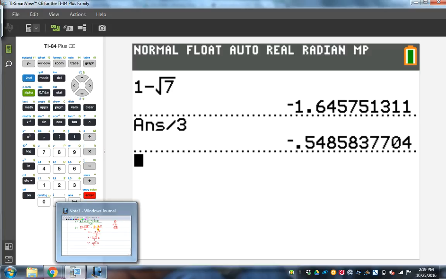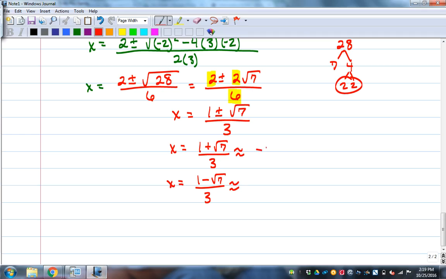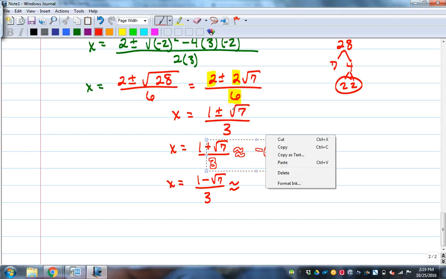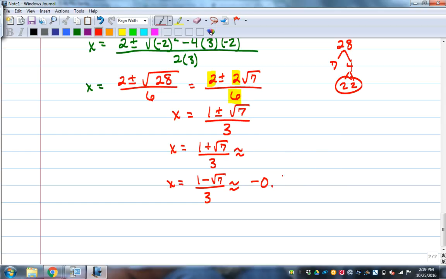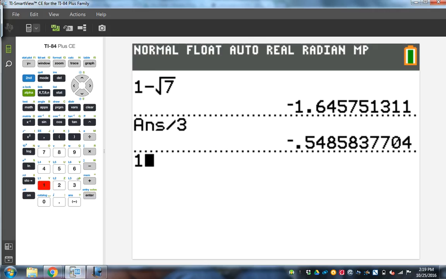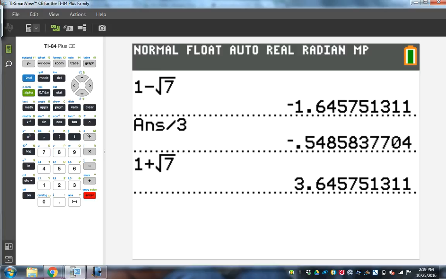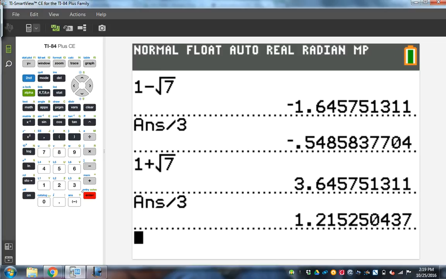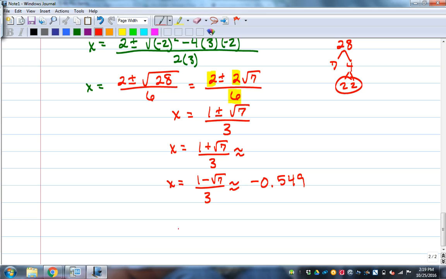Negative point, let's go 3 decimal places. 0.549. And then that was this one down here, sorry. Did the minus first for no apparent reason. Let's do the plus side. 1 plus the square root of 7. Divide that by 3. 1.215.